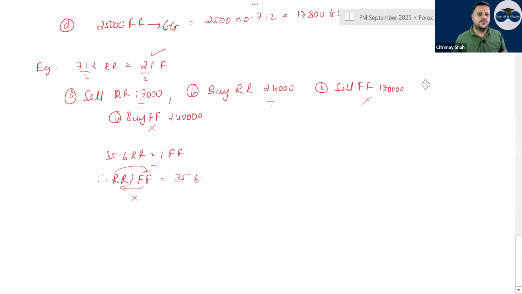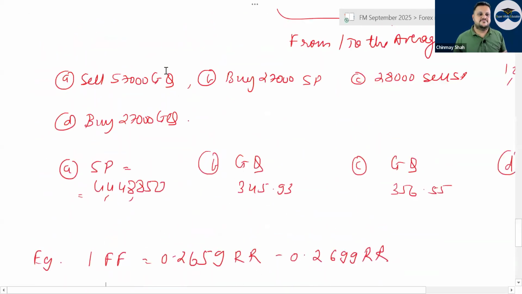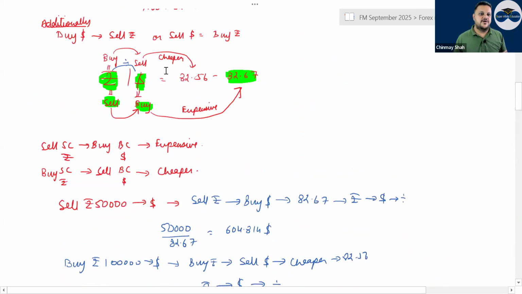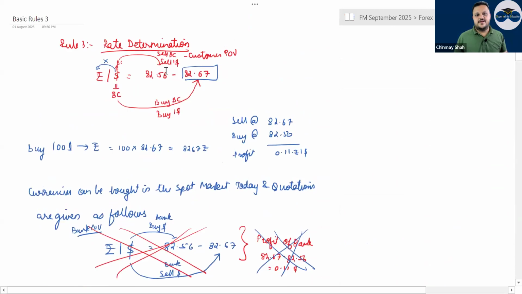Rule one, rule two. What is rule three? Rule three is basically the rule of rate determination. In some books and old notes, rules 3 and 4 might be exporter and importer. But now I have rearranged the rules. Rule 3 is rate determination.